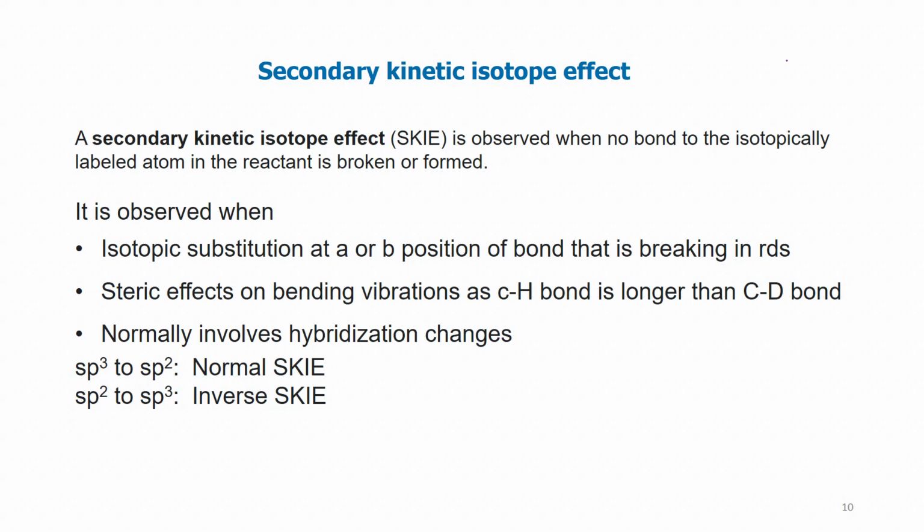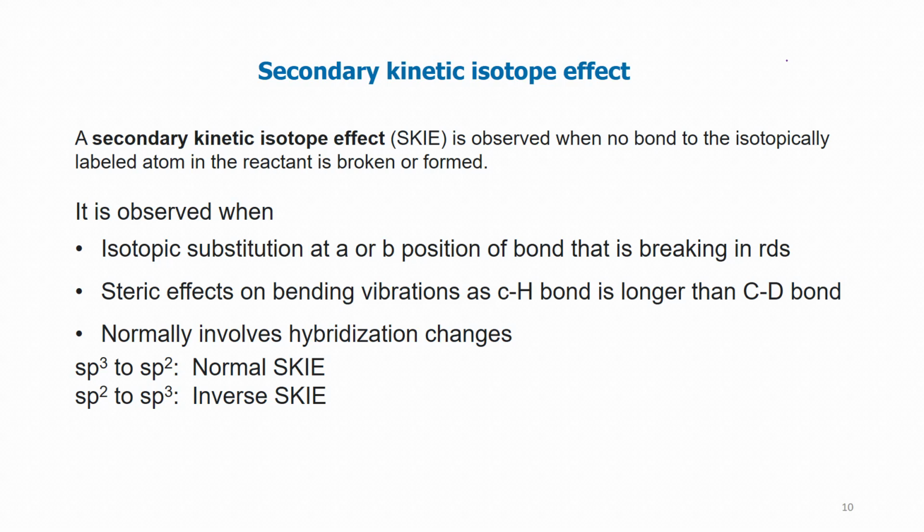Next is the secondary kinetic isotope effect. The secondary kinetic isotope effect is observed when no bond to the isotopically labeled atom in the reactant is broken or formed. That means the isotopic substitution is at the alpha or beta position of the bond that is broken at the rate determining step, not the CH bond itself that is involved in the rate determining step.